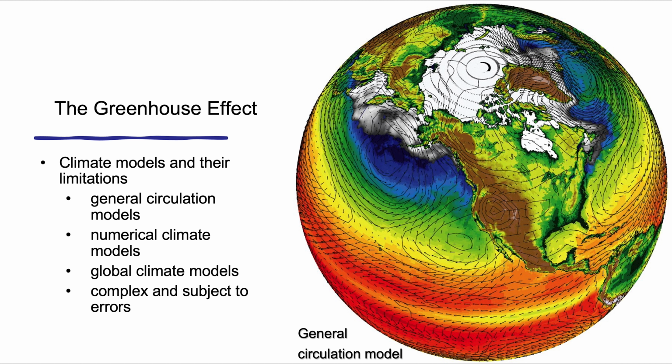So this is a general circulation model of the Earth, which is fairly simple. It's looking at temperatures and wind directions. We can ramp this complexity up as much as our computer speed and sophistication of our models will allow.